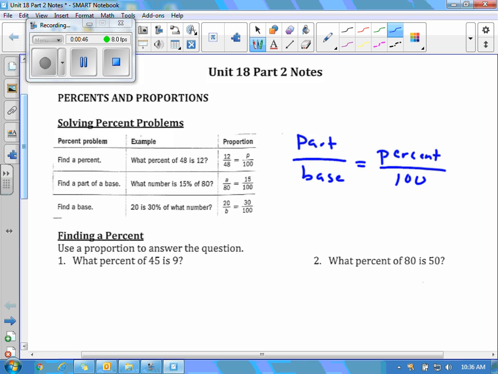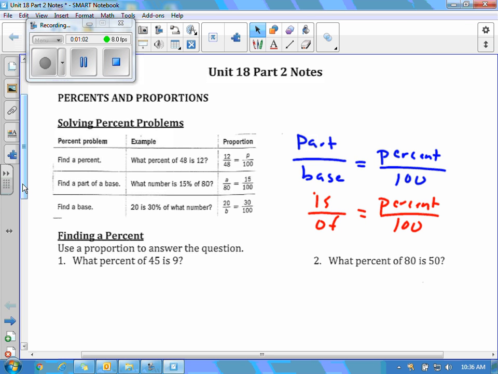When we do the part over the base, there are some keywords that will help us. For part, the keyword is "is." For base, the keyword is "of." And then we have our percent over 100. So "is" and "of" are kind of your giveaway words.